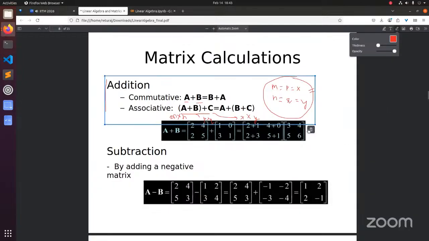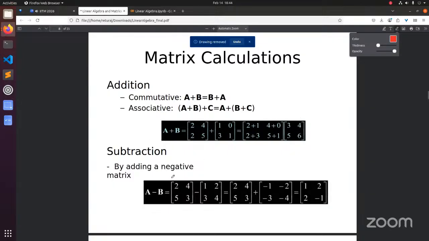This is what addition is. Next, subtraction. Subtraction is very easy. You just have to add a minus here, and you can push the minus to everything, and then you do addition. You see, this minus went inside all the terms of B. So you can think of A minus B as A plus minus of B. Minus B matrix is just minus on everything.